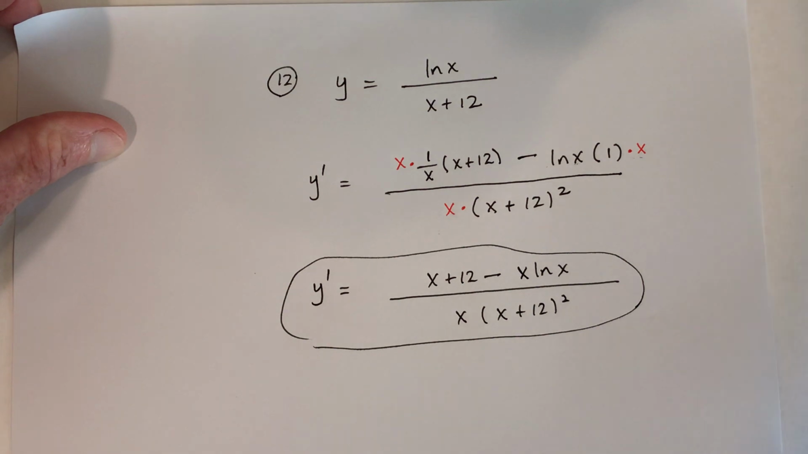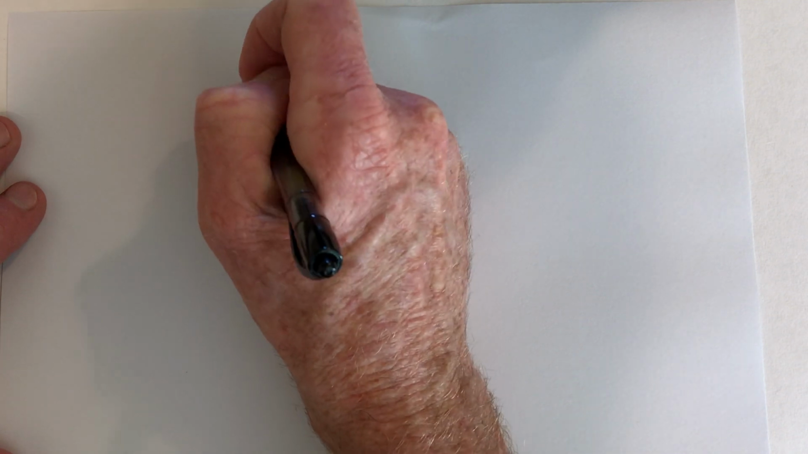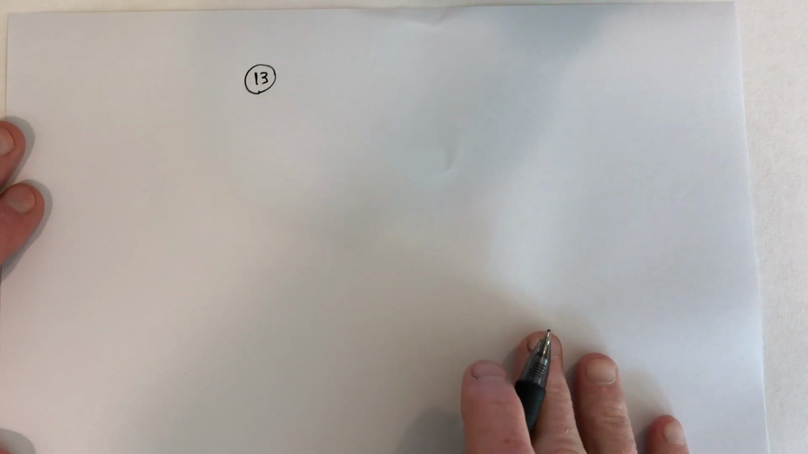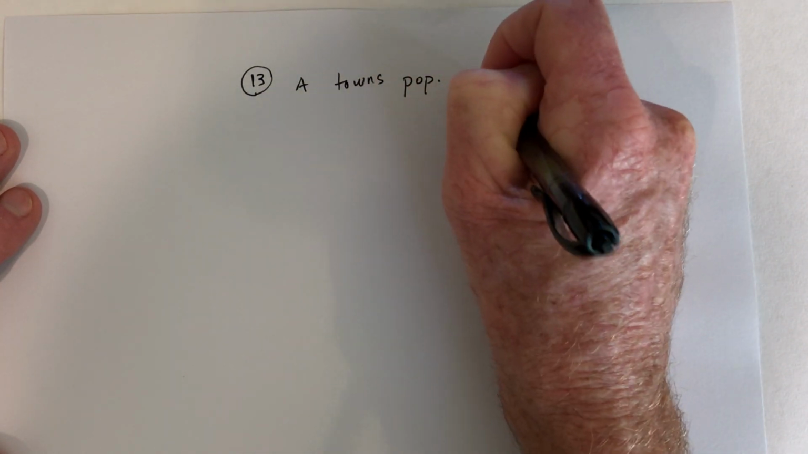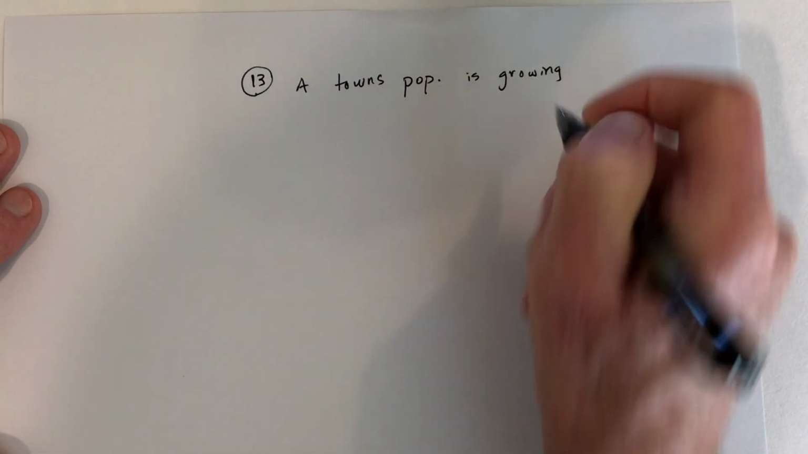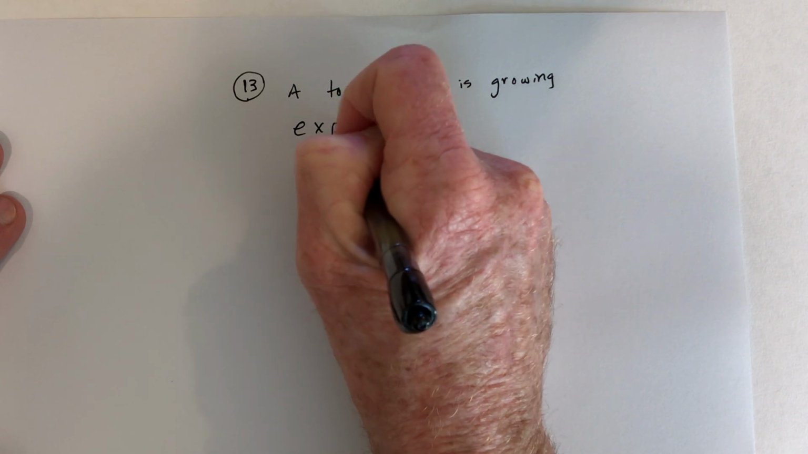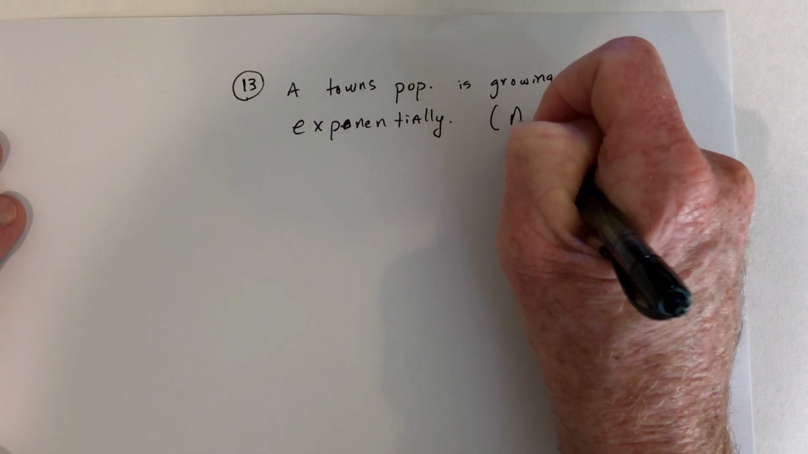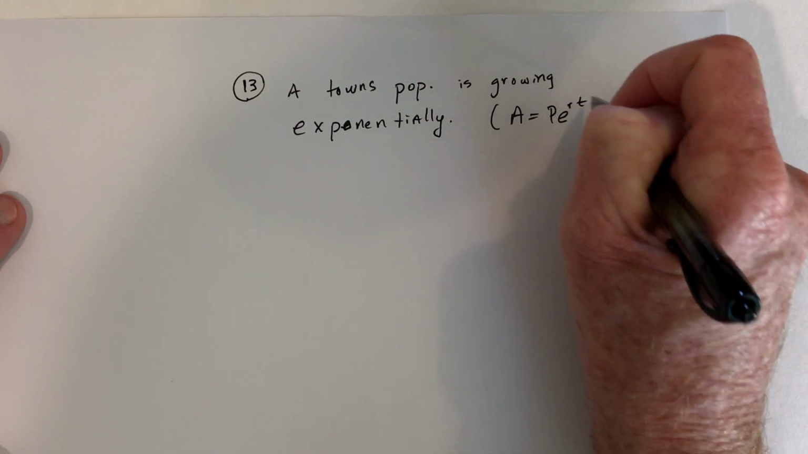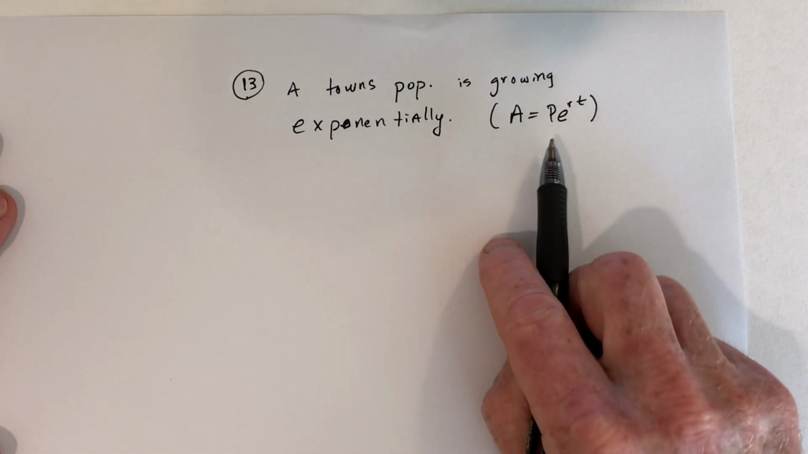Okay, so then there are some other applications or things to do once you do take the derivative. And this one is in the homework, and it's also on the problem set. So for example, number 13. A town's population is growing exponentially. And as soon as you see that word exponentially, that means that we're going to be using the PERT formula.